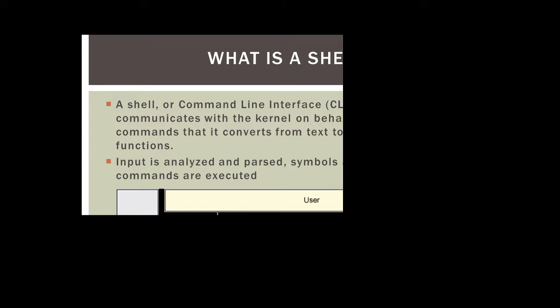What is a shell? A shell, or command line interface, is a program that communicates with the kernel on behalf of the user through commands that it converts from text to operating system functions. So really, it's just a programming language that communicates between the user and the operating system. Now, it analyzes input and parses it. Symbols are expanded and commands are executed, just like in any programming language. This is just tailored for the command line.